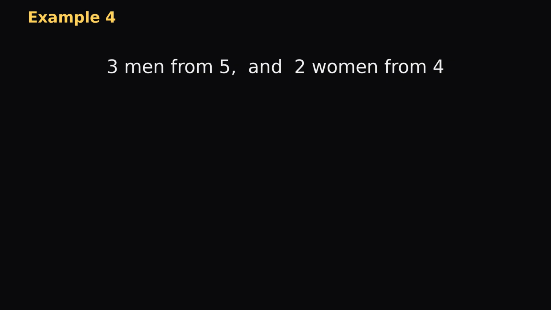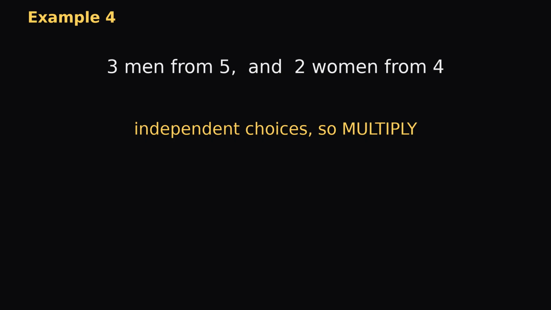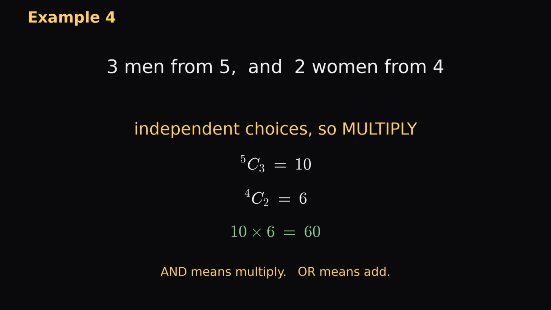Example 4. 2 groups at once. A team of 3 men from 5 and 2 women from 4. These are independent choices, so you multiply. 5C3 is 10. 4C2 is 6. 10 times 6 is 60. And here's the rule to name, because almost every multi-stage counting question is this sentence. And means multiply, or means add.